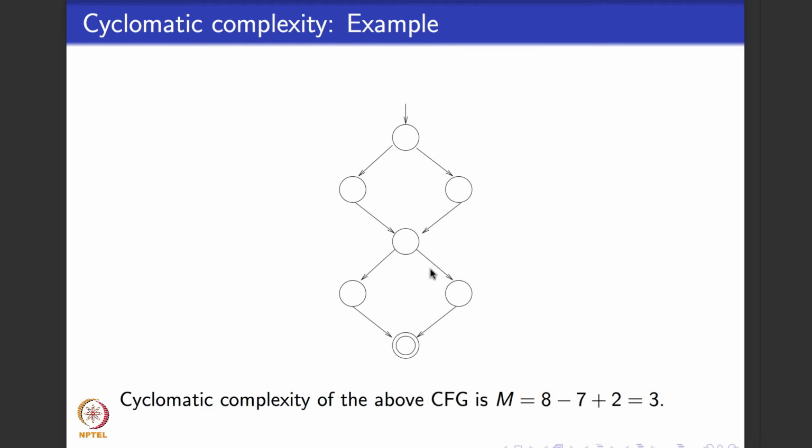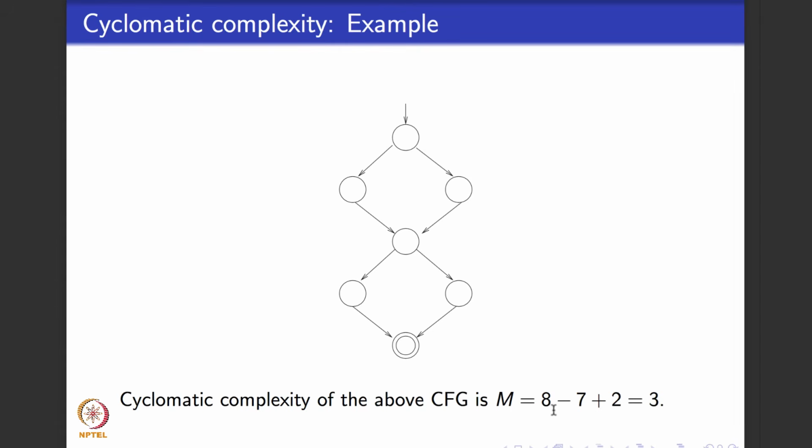Right, so here is a small example. This is the control flow graph corresponding to some piece of code. It has exactly one initial vertex marked here, it has one final vertex marked here, and then it has two if statements. There's one branching here, which branches out to this node and this node. There is one more branching here, which branches out to this node and this node. So there are two if statements. If you count the number of edges in this graph, there'll be 8 edges and 7 vertices, and this whole graph is one connected component.